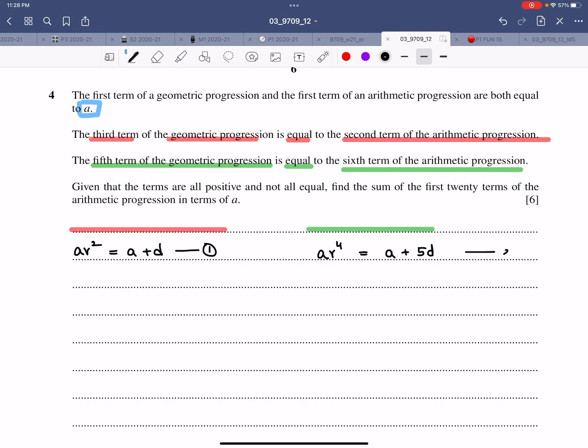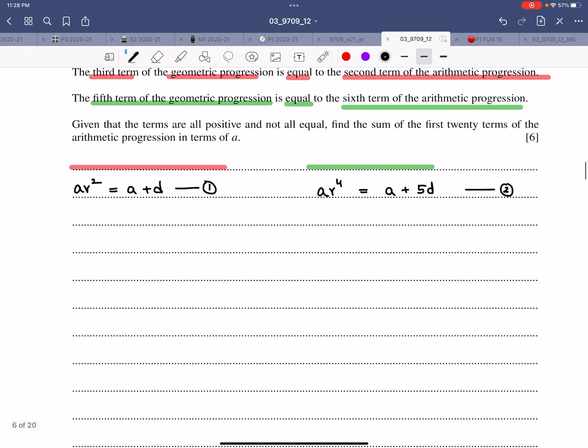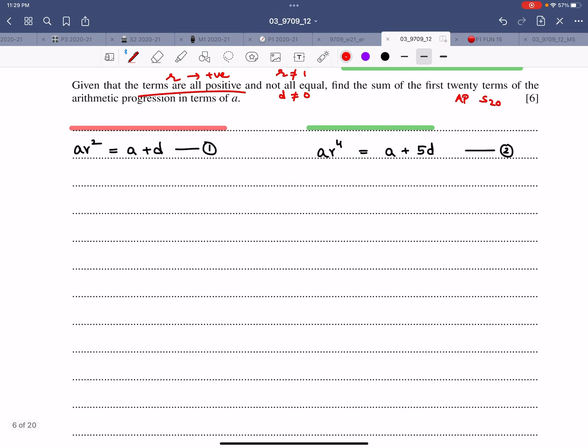Given that the terms are all positive, so this is important. That means common ratio should be positive and not all equal. That means something won't cancel out and something like that. And it means the common ratio should not be 1. It means the common difference should not be 0. Find the sum of the first 20 terms of the arithmetic progression. So AP, we need sum of 20 terms, and naturally it would be in terms of A. Now, why am I saying naturally? Because there are 3 unknowns and 2 equations. So it has to be in one of the variable form.